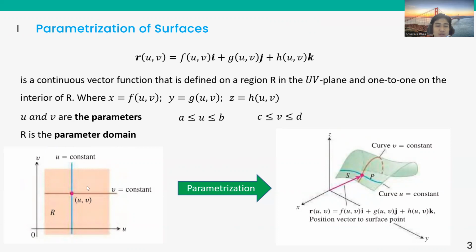So in the figures below, as you can see, in the uv plane we have the region R. And when it's parameterized, we get a region of the surface in space. And the vector function of u and v defines the surface in space.